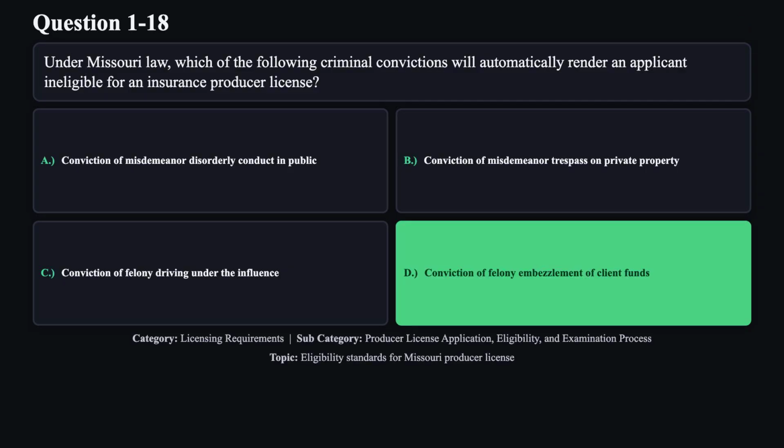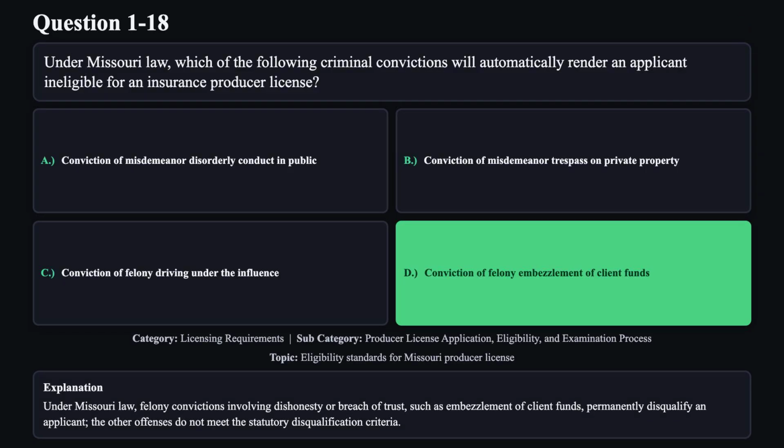The correct answer is D. Under Missouri law, felony convictions involving dishonesty or breach of trust, such as embezzlement of client funds, permanently disqualify an applicant. The other offenses do not meet the statutory disqualification criteria.